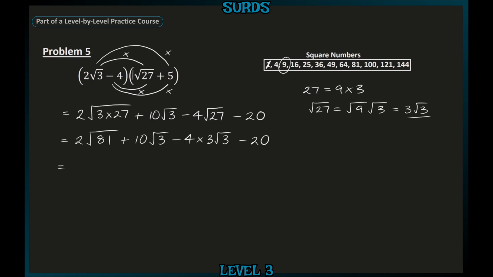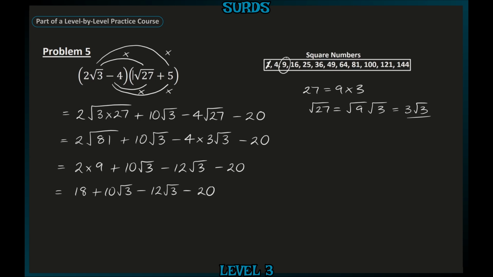So the square root of 81 is just 9 because 81 is a square number. So this becomes 2 times 9. Our 10 root 3 can't be simplified anymore. Next we have minus 4 times 3 root 3, and this becomes minus 12 root 3 because minus 4 times 3 is minus 12, and we have a minus 20 at the end. We can simplify 2 times 9 to give us 18. We have a plus 10 root 3, a minus 12 root 3, and a minus 20 at the end.